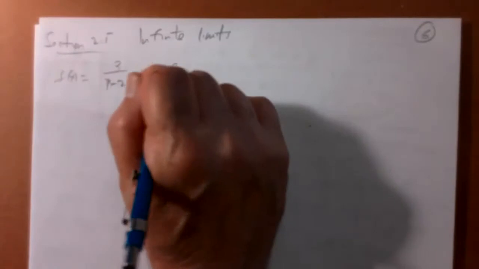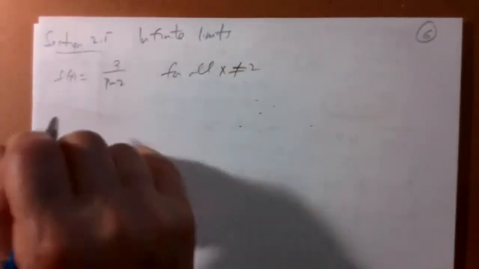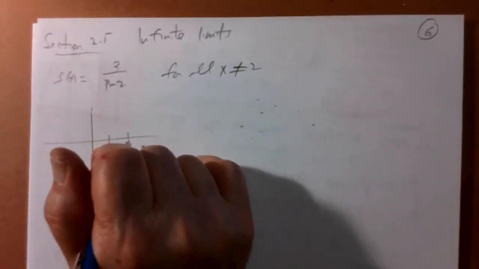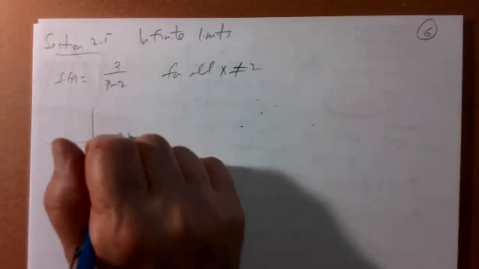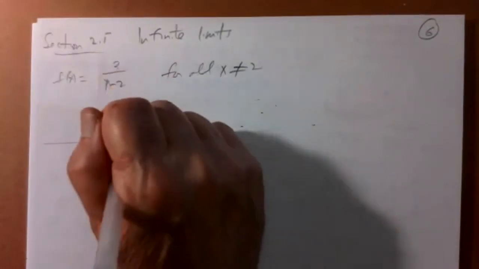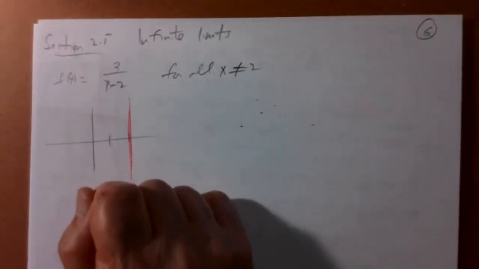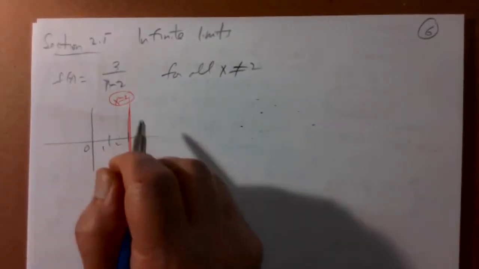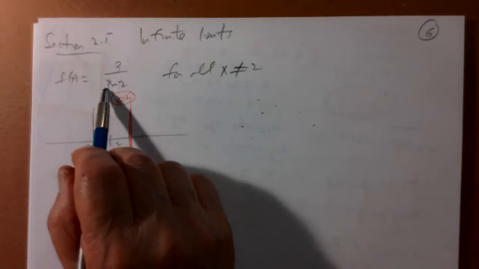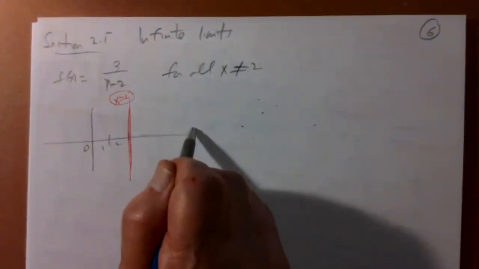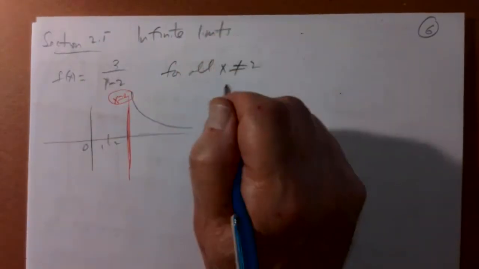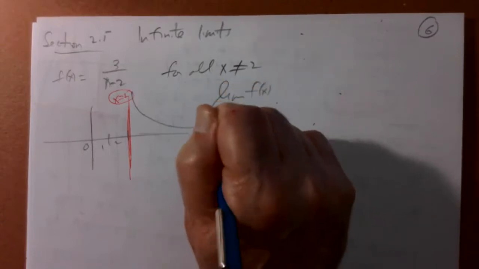Suppose we have the function f of x equals 3 over x minus 2, which is defined for all x except 2. At x equal 2, it's not defined. As you approach x equal 2 from the right, so this is the vertical line x equal 2, if x is bigger than 2, x minus 2 is positive. This is going to 0 in the denominator, so this function is going to infinity. So we would say the limit of f of x as x approaches 2 from the right is plus infinity.